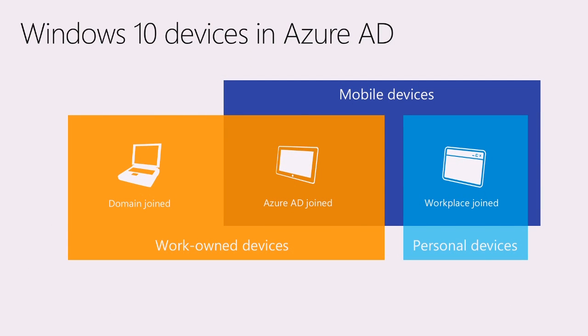So we talked very briefly about the different types of devices. Domain joined, Azure AD joined, which are considered work-owned devices. Again, you sign into those devices with your work account, and the main Windows experiences, Cortana, Windows Store, et cetera, will be driven by that primary account.